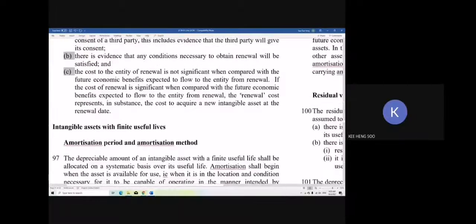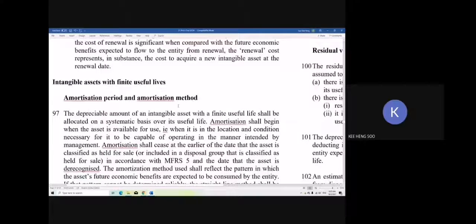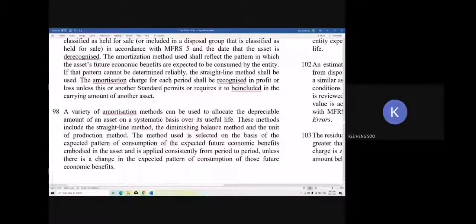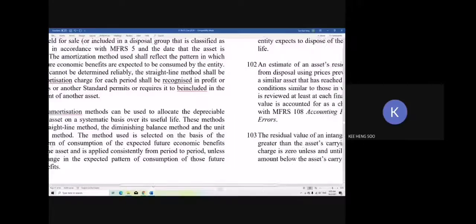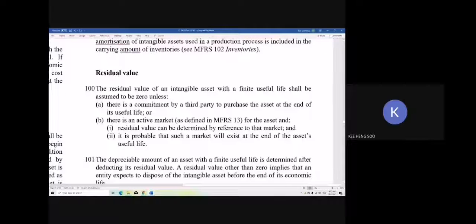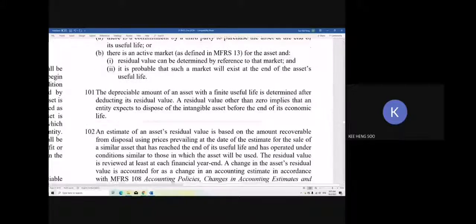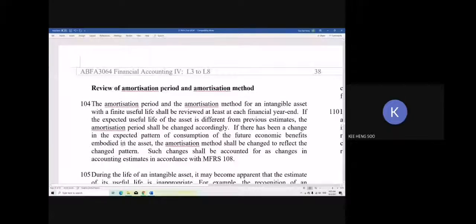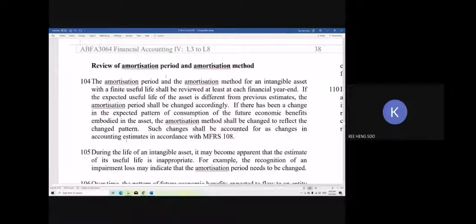Okay, amortization. Remember that it's the same as depreciation. I don't want to go through that. Amortization is the same as depreciation, and the amortization method is the same as the depreciation method. What is the residual value? Review it at least at the end of each financial year end.